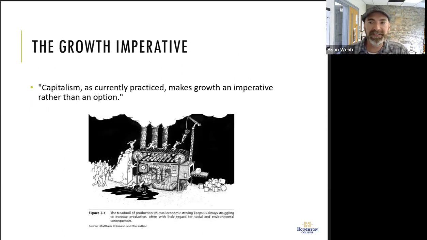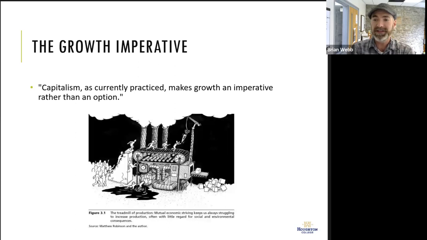It brings us to this idea of the growth imperative. So your book talks about this. Why do you think that's the case? I don't think I have this as a question for you to reflect on, but why is it the case that growth is an imperative in our culture?